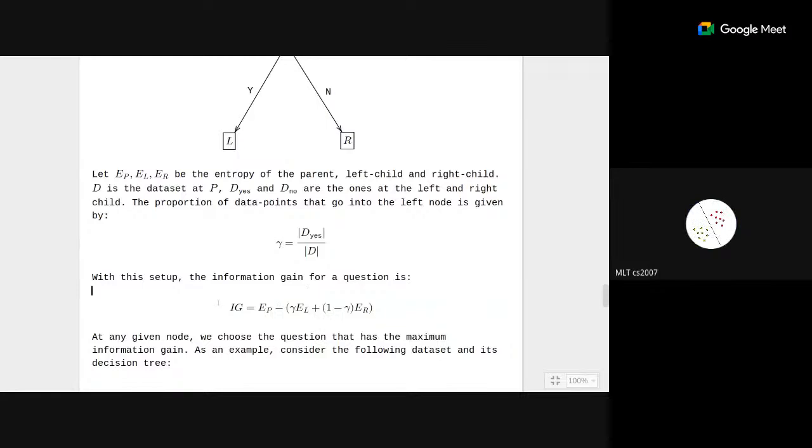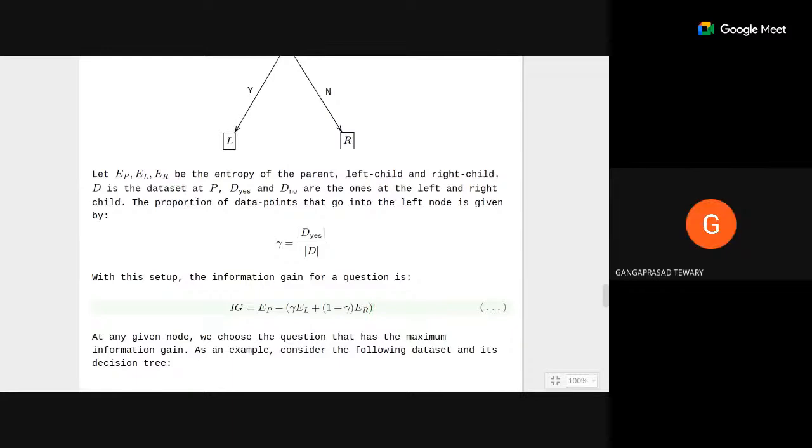Any questions regarding this information gain formula? This information gain is for the... So it is a Gini value. So the Gini index is 2P into 1 minus P. That's not different. In our course, we have not talked about the Gini index, sir. Only the entropy, right? So let's stick to entropy alone.